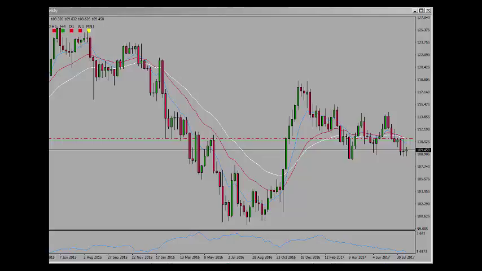I just wanted to put together a quick video walking through a recent trade that I placed here on the US dollar yen. What I wanted to do first is start with the weekly time frame. That's what we're viewing here right now.